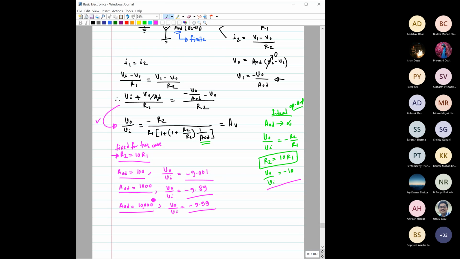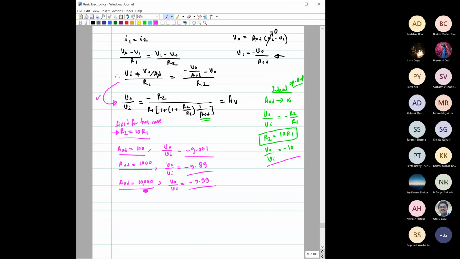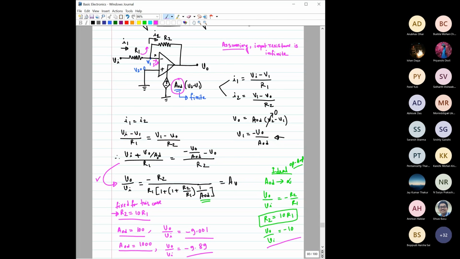So that means the higher the value of AOD, the more our analysis would be quite close to that of the ideal op-amp. And for the practical case, this AOD value is really quite high. It should be more than this, like 1,000, around 10,000 or even more, right? So you can always consider that even though this AOD is not infinite, our analysis would be quite close to that of the ideal op-amp, right?